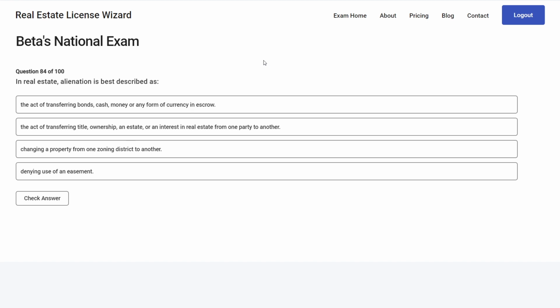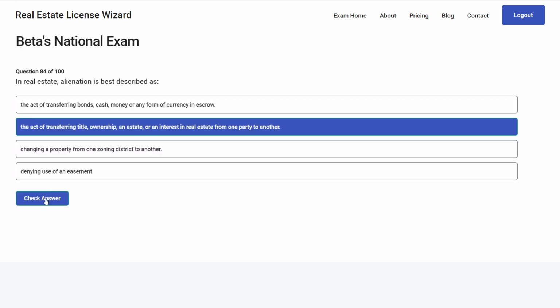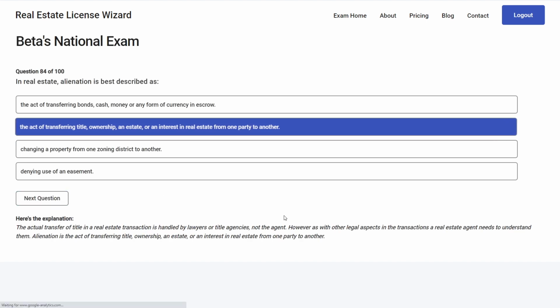All right, you guys figure it out? So, the correct answer for this one is the second one. It's the act of transferring title, ownership, an estate, or interest in real estate from one party to another. So by definition, that's alienation. Obviously, we were talking about the alienation clauses earlier. That's separate to just the regular alienation definition. So just keep that in mind as well when you are answering a general question about alienation.